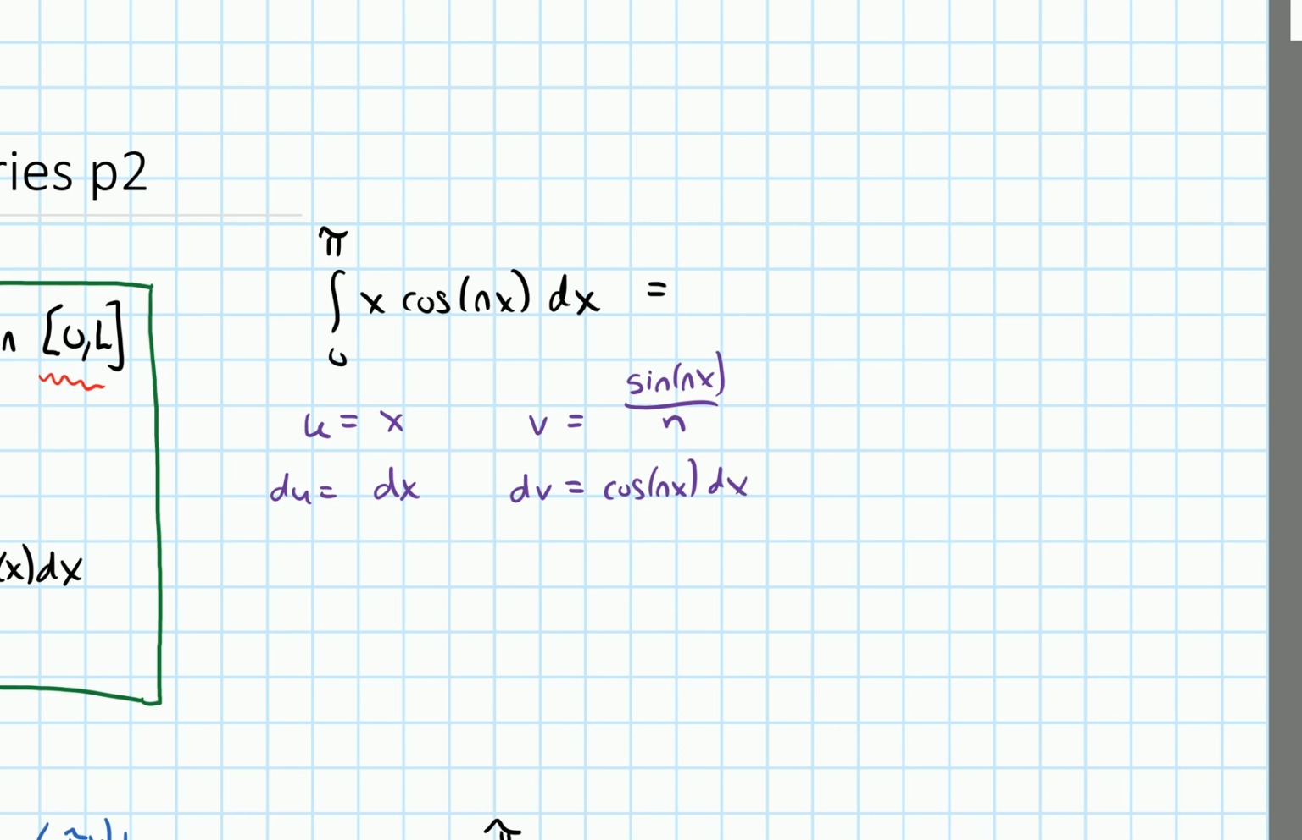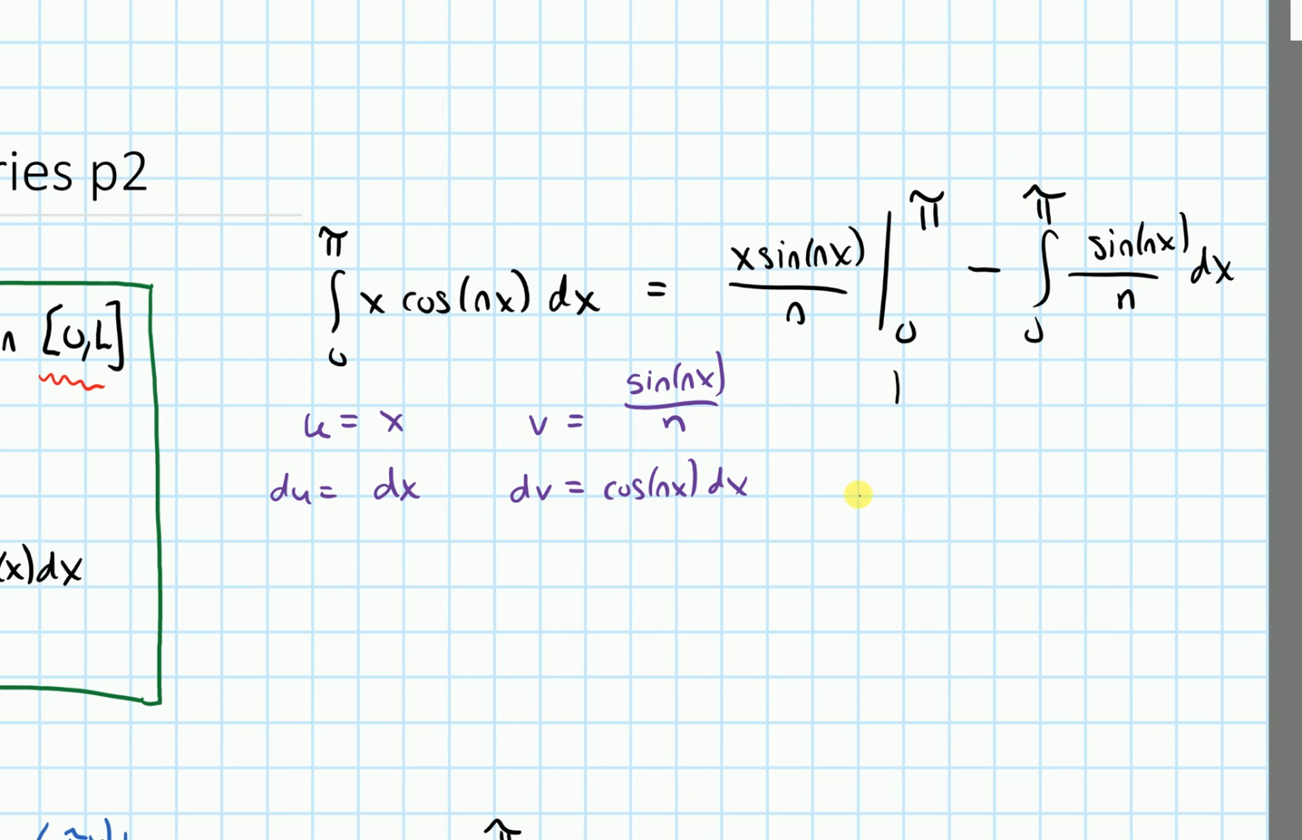All right, so now let's plug these into our particular integral here. So we'll get uv, which is x sine nx over n, evaluated at 0 and pi, minus the integral from 0 to pi of v du. So that's going to be sine of nx over n dx.